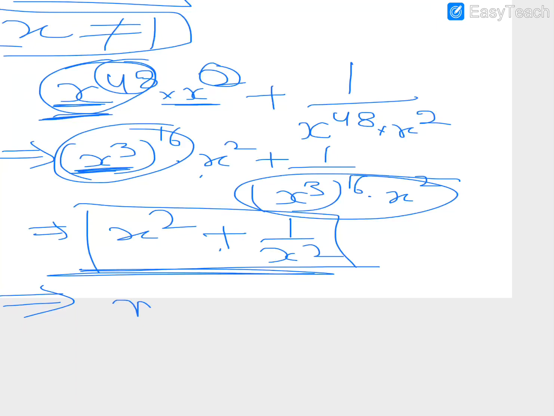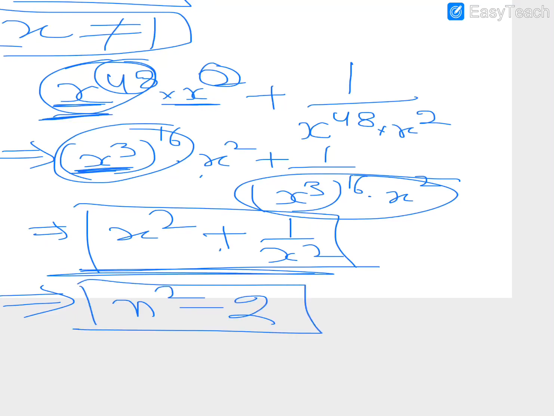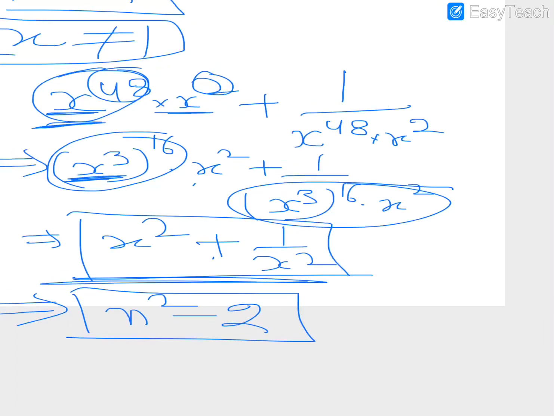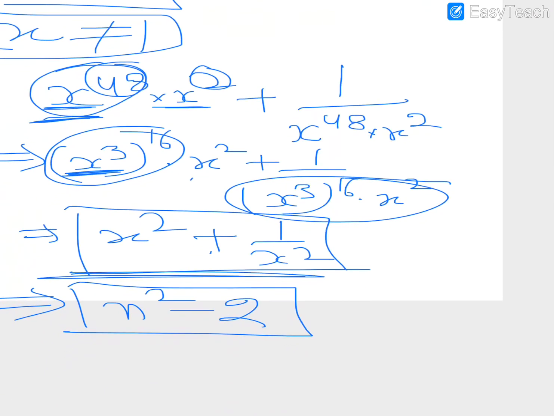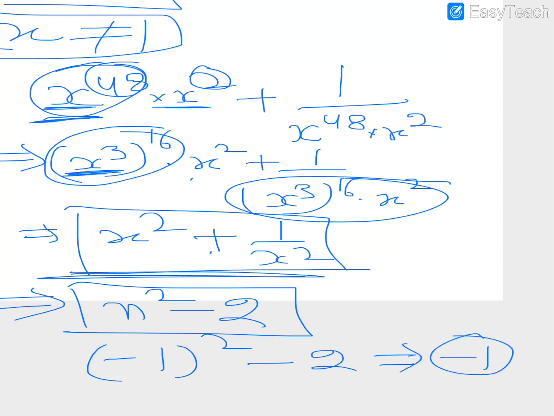So plus is given, then the formula is n square minus 2, and what is n's value? N's value is minus 1. So minus 1 raised to the power square minus 2 will become minus 1. So your answer will be minus 1. Okay guys, so hope it is clear.